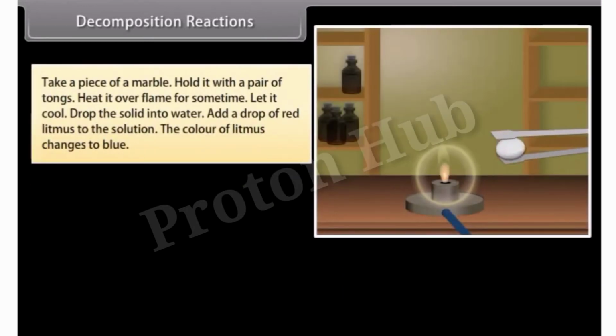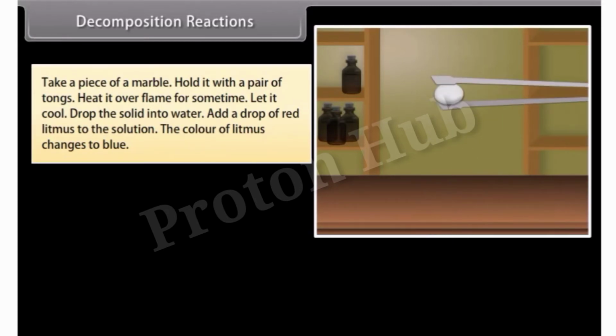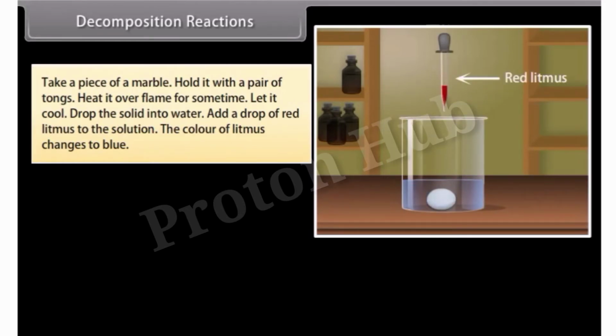Take a piece of marble. Hold it with a pair of tongs. Heat it over flame for some time. Now let it cool. Drop the solid into water. Add a drop of red litmus to the solution. The color of litmus changes to blue.